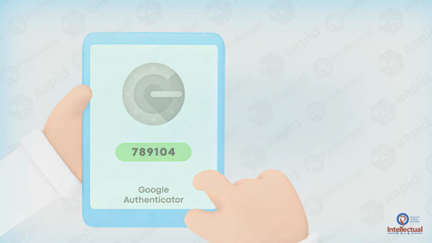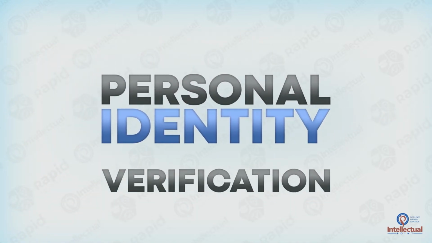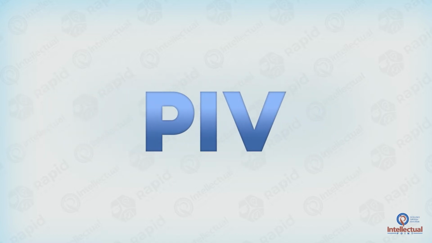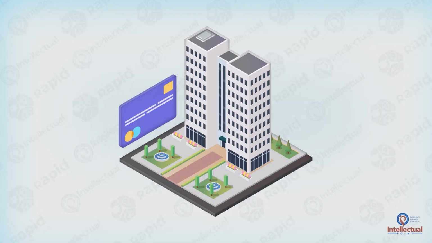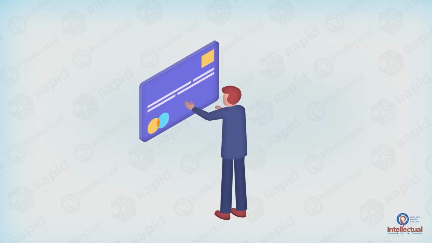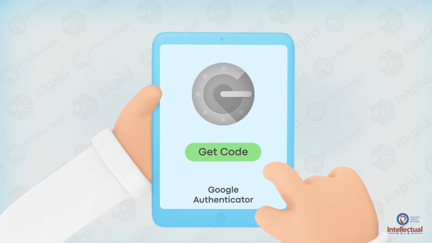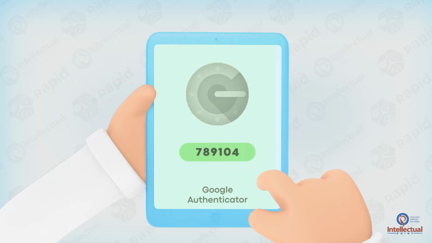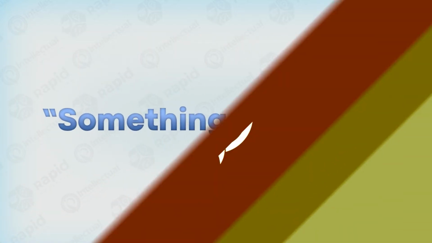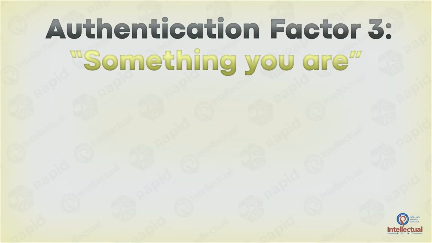Another example of this factor would be a personal identity verification card, also known as a PIV. PIV is a smart card that's used by the US federal agencies to identify the cardholder and grant them access to facilities and systems. As mentioned earlier, receiving a verification text to your smartphone with a code would also be considered something you have. Moving on to our next factor, which is something you are.